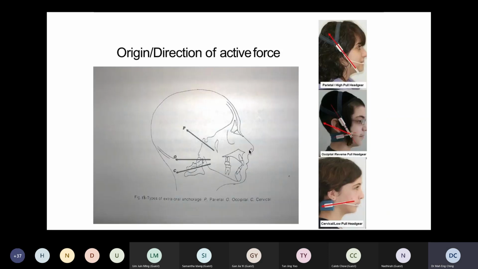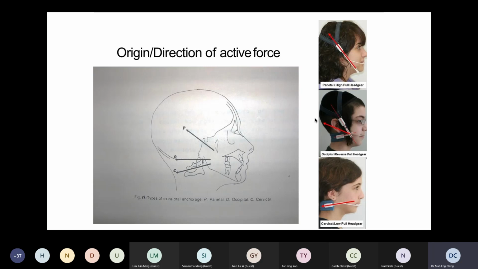So what's the origin, direction, or active force? There can be many directions of pull. If you attach the head cap to the parietal bone, it's considered high pull. Occipital is considered middle pull. Then the neck strap is considered the low pull or cervical pull. So parietal high pull headgear, because the force is quite vertical, we can attach to the head cap, with the head cap and the neck strap.